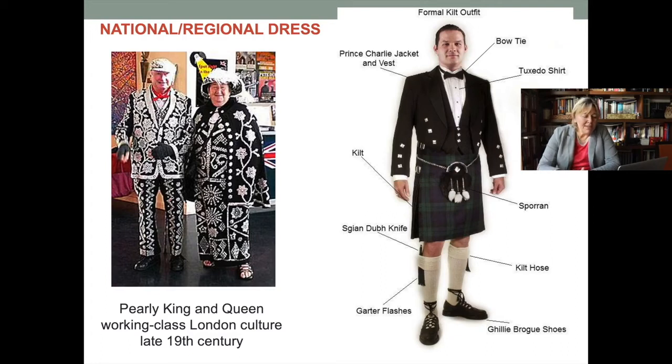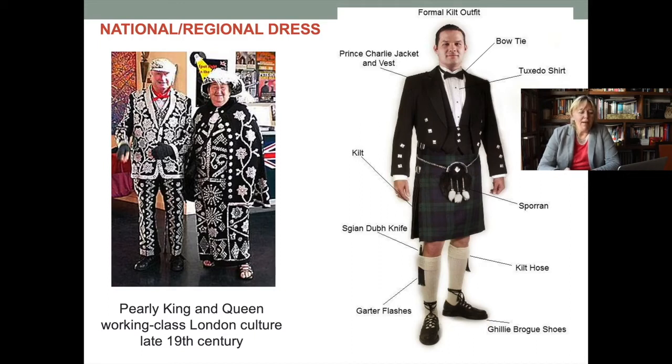The other image is another tradition, a regional tradition in London, going back to the late 19th century, the so-called pearly king and queen. So here we have two people dressed up in this fashion for some formal occasions. Working class people, especially those who were involved in tailoring, in production of the clothes and production of pearl buttons that were very fashionable at some points in the 19th century.